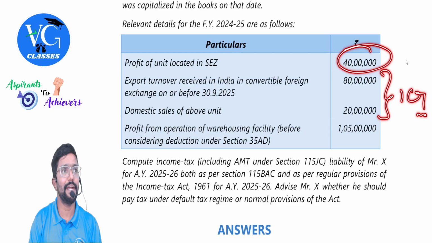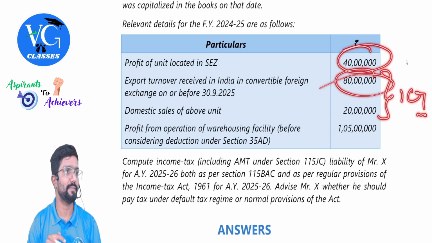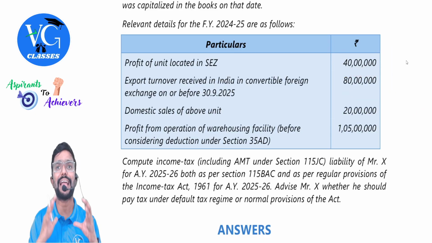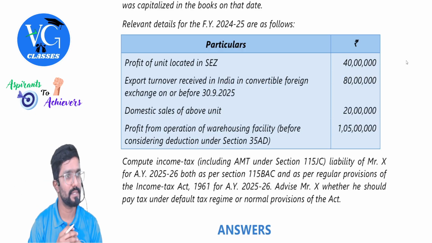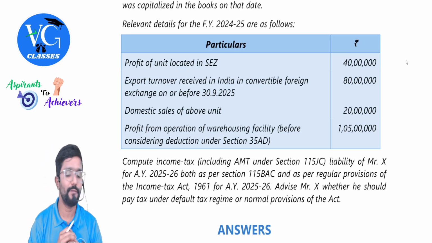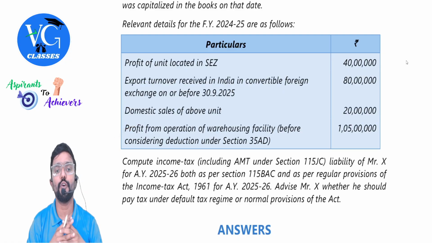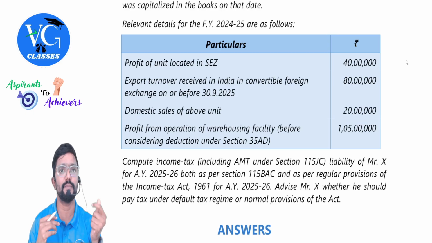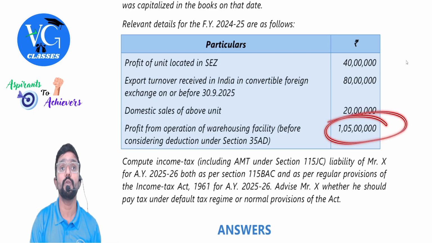40 lakh divided by 1 crore into 80 lakh. That is nothing but profit attributable to export business. Is it fully allowed as deduction? No, 50% of 50% of it, guys. Profit from operation of warehousing facility before consideration of deduction under section 35AD means profit in the first year only, they have made 1 crore 5 lakh.